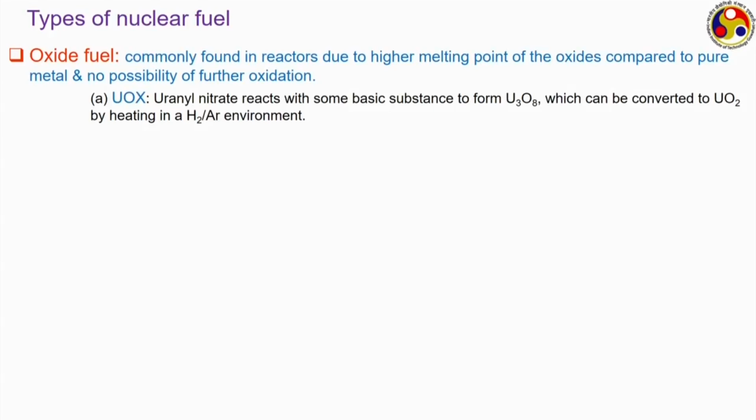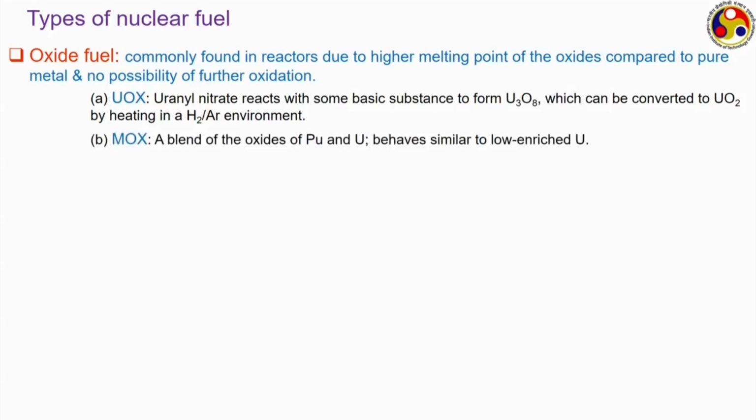Oxide fuel commonly can be just uranium oxide. Uranyl nitrate generally reacts with some basic substance like ammonia to produce U3O8, which is subsequently converted to uranium oxide by heating it in an environment of hydrogen or argon, generally an environment of inert gas.